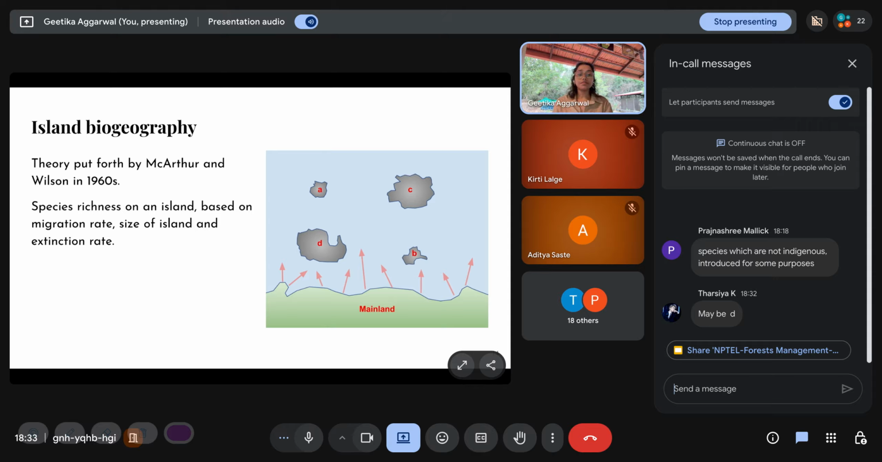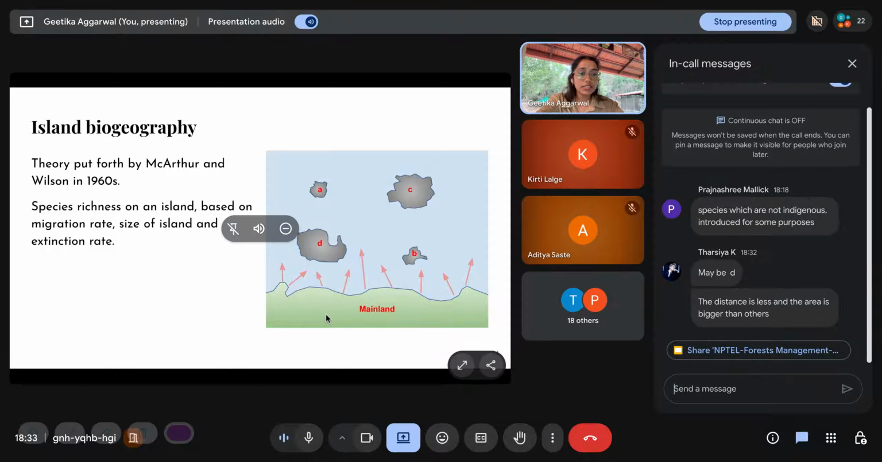So here in this image, as you can see, there are two factors happening. The distance is less and the area is bigger. Correct. So there are two things that are important for island biogeography: how far is the island and how big is the island. But the rate of immigration doesn't really depend on how big the island is. So D and B both will have similar rates of immigration because they are similar distances from the mainland. So the rate of immigration will be higher in the islands which are closer to the mainland.